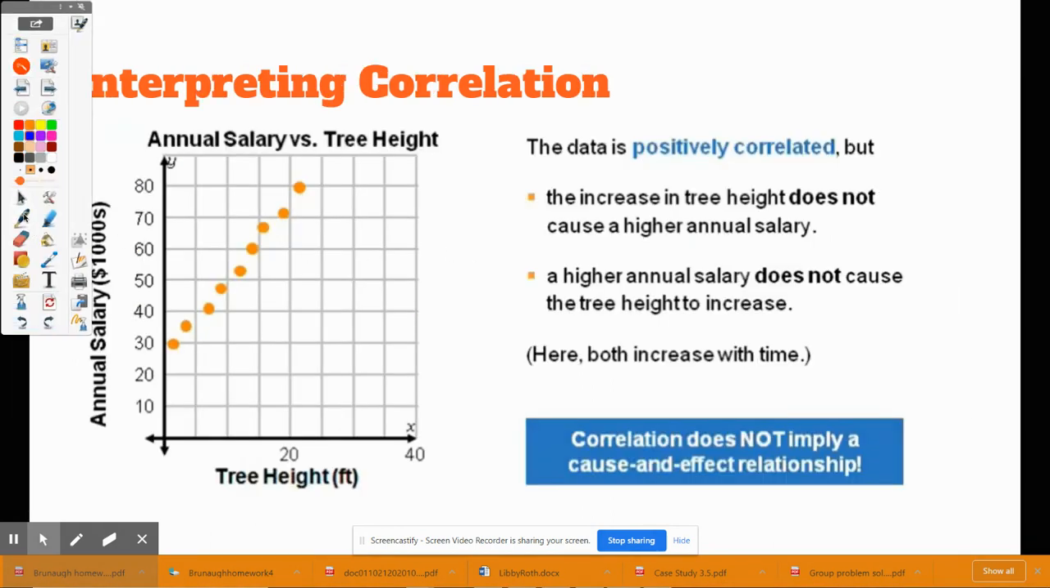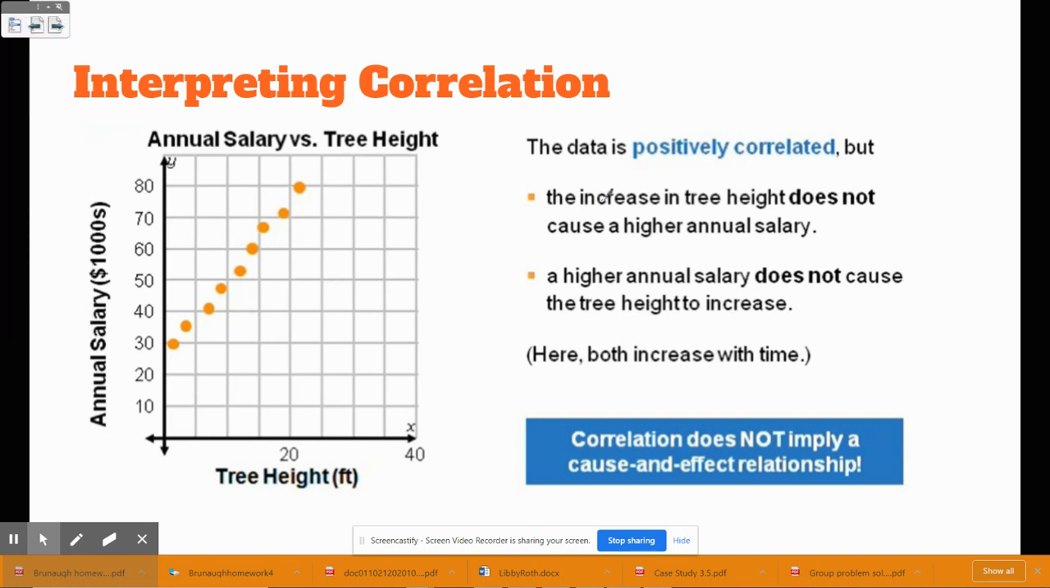Okay, now what do you do with that idea of correlation? Well, if the data is positively correlated, you might think that there's some sort of relationship here, right? So as someone's tree gets taller, they also have a salary, and it seems that as this tree gets taller, this person is making more money. So does that mean that the tree getting taller is causing me to make more money? No, we know that is ridiculous. We also know that because she's making more money, that is not making the tree get taller.